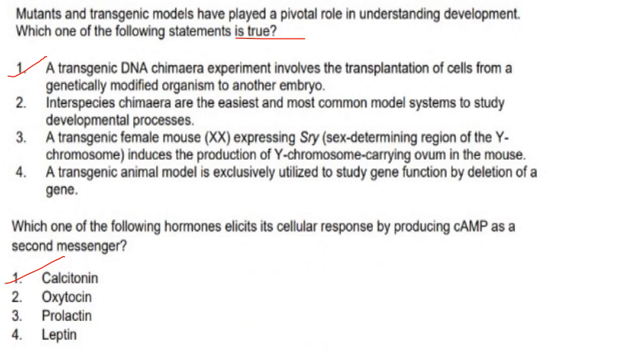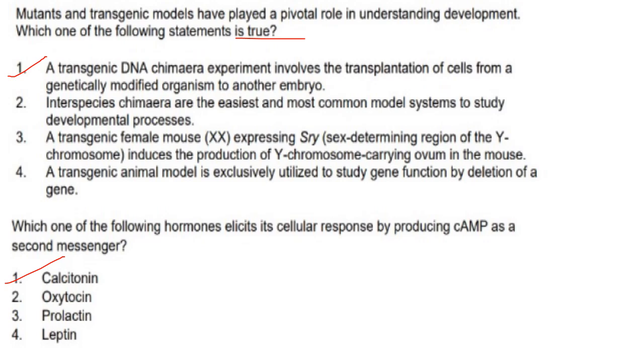Then next one. Mutants and transgenic models have played a pivotal role in understanding development. Which one of the following statements is true? A transgenic DNA chimera experiment involves the transplantation of cells from a genetically modified organism to another embryo. Only then you can get a chimera. So the first statement itself is correct and that is your answer. They have asked which of the statements is true.